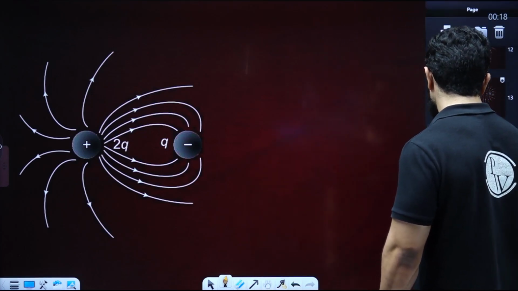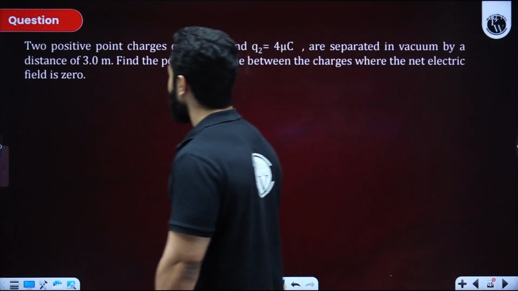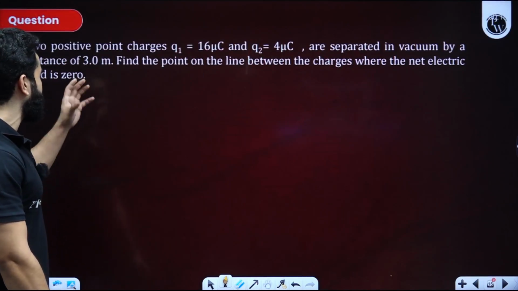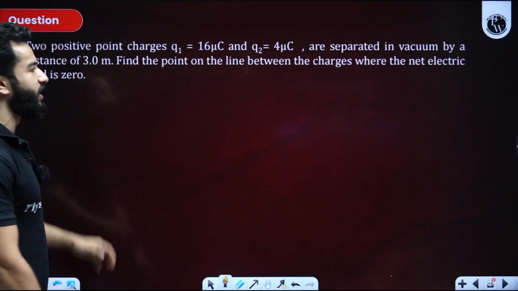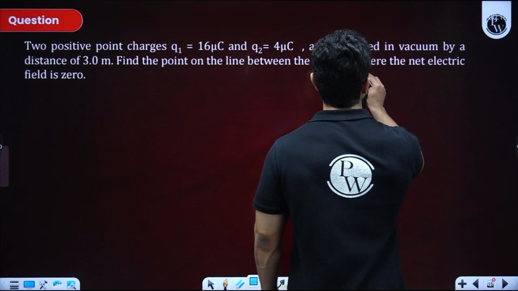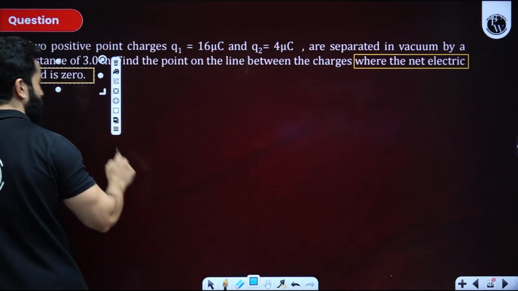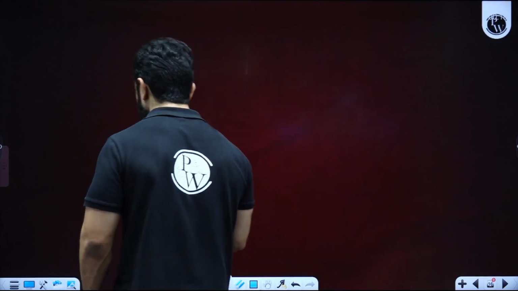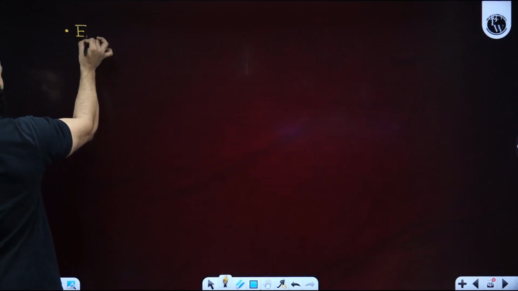Now let's solve one or two questions. The first question says two positive point charges q1 and q2 are separated in a vacuum by a distance of 3 meters. Find the point on the line between the charges where the net field is 0. Net electric field is 0. These types of problems are known as equilibrium problems, neutral point problems, where they want us to find the point where the net electric field is 0.